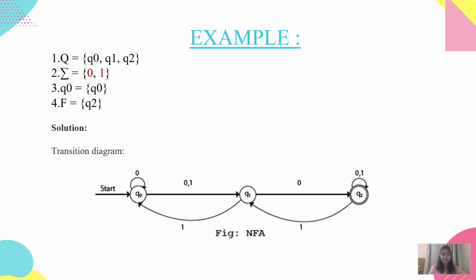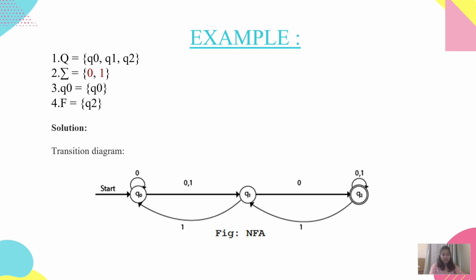Let's see an example. So the set of states are Q0, Q1 and Q2. The set of input symbols are 0 and 1. Initial state is Q0 and final state is Q2. So here we can see the transition diagram.